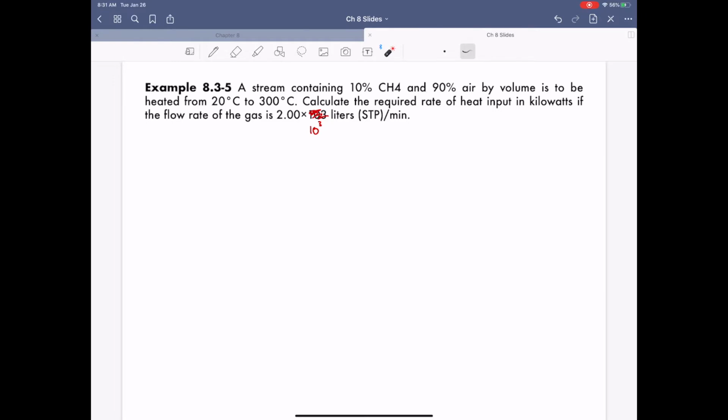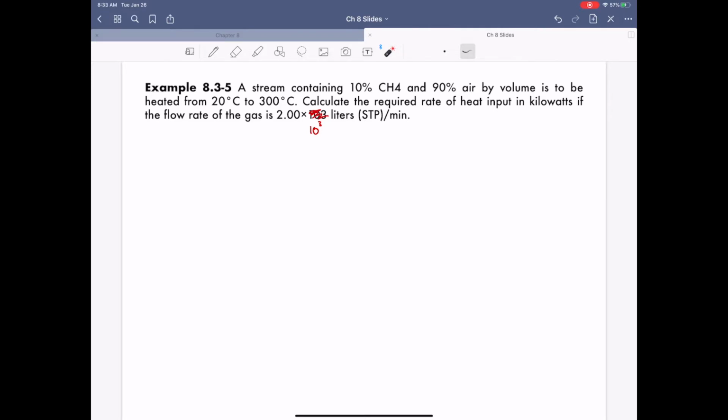The flow rate of the mixture gas is about 2 times 10 to the 3 liters at STP conditions per minute. What this problem wants us to identify is the required rate of heat input in units of kilowatts in order to heat this gas mixture from 20 to 300 degrees Celsius. So at this point, you should pause the video and use the information from this problem statement in order to identify a basis and draw a process flow diagram.